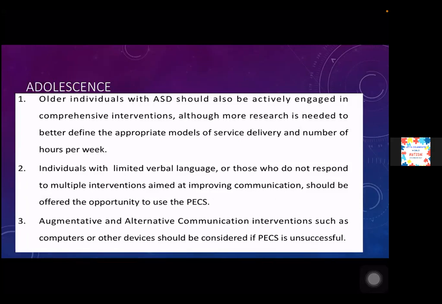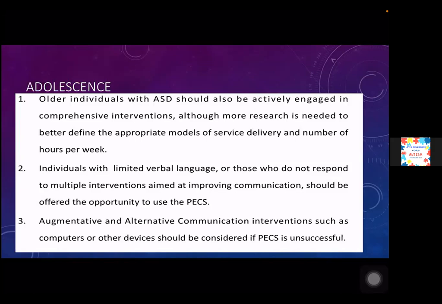Older individuals with ASD should also be actively engaged in comprehensive interventions, although more research is needed to better define the appropriate models of service delivery and the number of hours per week. Individuals with limited verbal language, or those who do not respond to multiple interventions aimed at providing communication, should be offered the opportunity to use a mode of communication called PECS, that is, Picture Exchange Communication System.